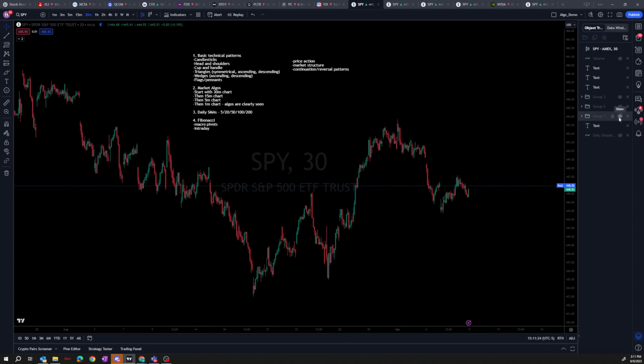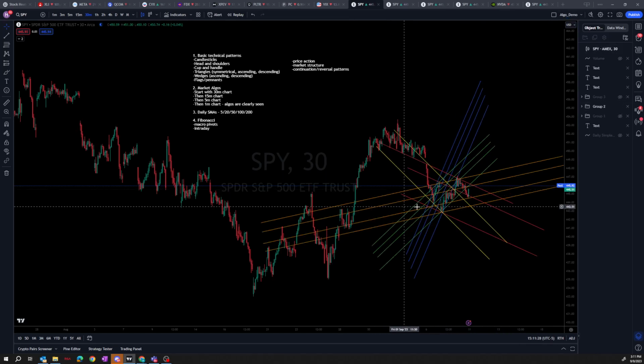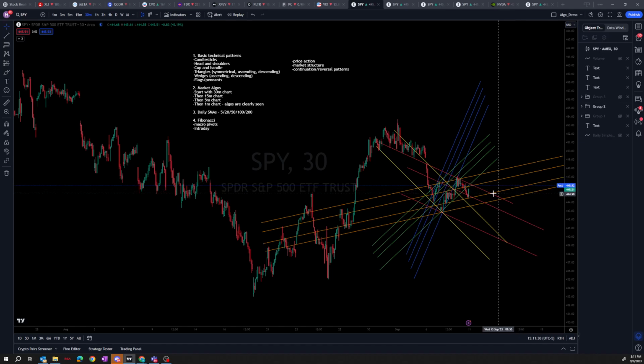At the end of my day, you'll see that my chart will look something crazy like this, and you're like, what's up with all of these different lines? Well, we're going to go over how I put them together and how you can break it down to where it makes sense at the smaller time frame.